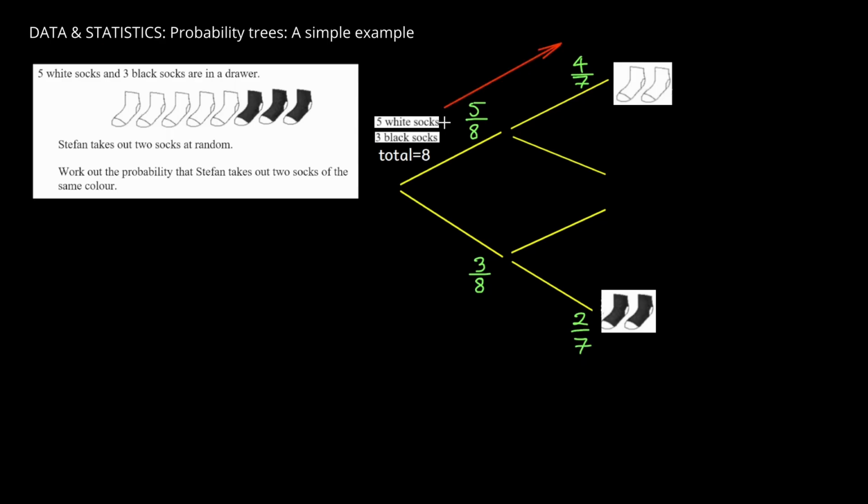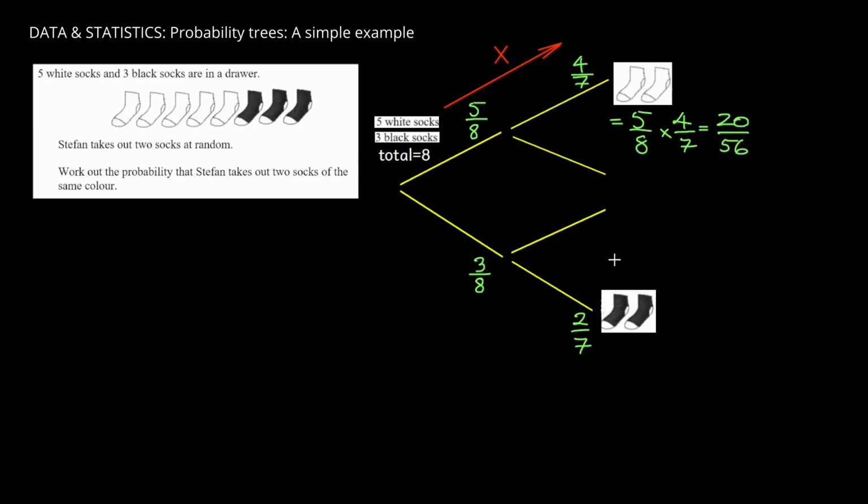As we go out along the branches, we multiply the probabilities. Because after all, the probability of getting 2 white socks is less than the probability of getting 1 white sock. So we need the fraction of the fraction, if you know what I mean. Okay, so the probability of arriving here at 2 white socks is equal to 5 over 8 multiplied by 4 over 7, which is equal to 20 over 56.